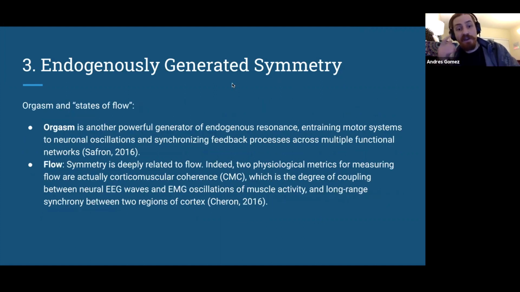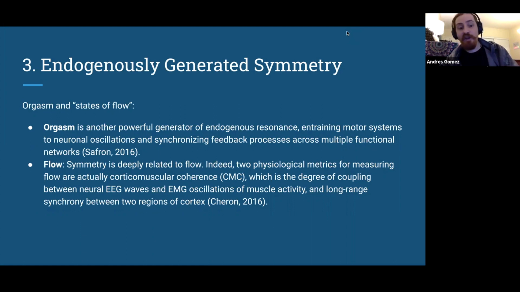In terms of other endogenously generated symmetry, I would say orgasm and flow. Orgasm is a powerful generator of endogenous resonance. It's the entrainment of motor systems to neural hallucinations, to synchronizing feedback processes across multiple functional networks. Basically, in an orgasm, there's a deep level of synchrony and symmetry across the nervous system. I highly recommend introspecting on this, not to get into your sex life or anything, but it's something you can actually pay attention to, and it becomes very obvious.